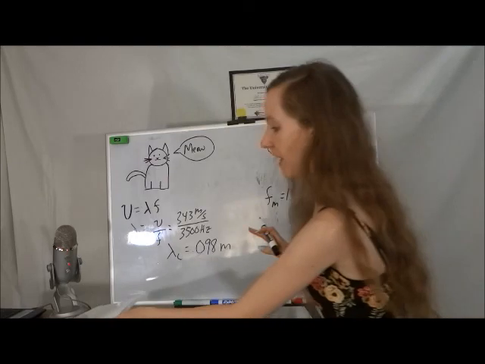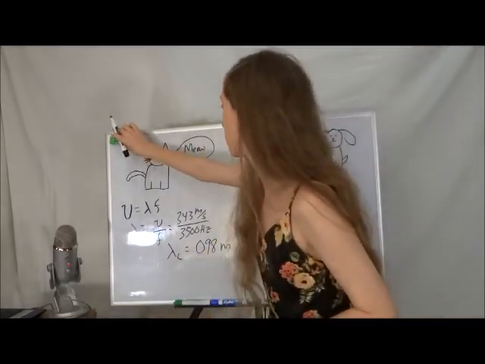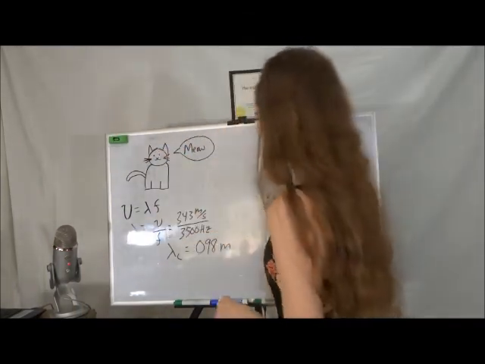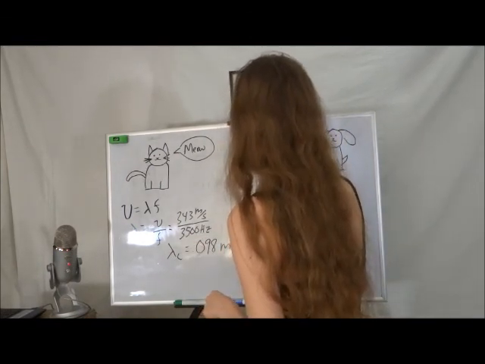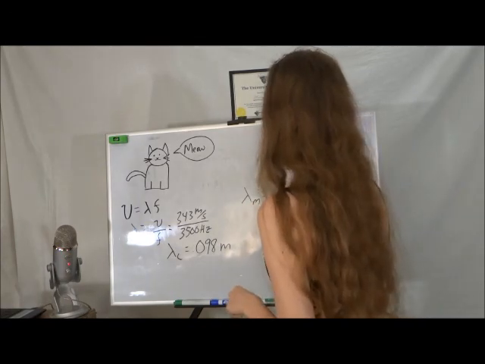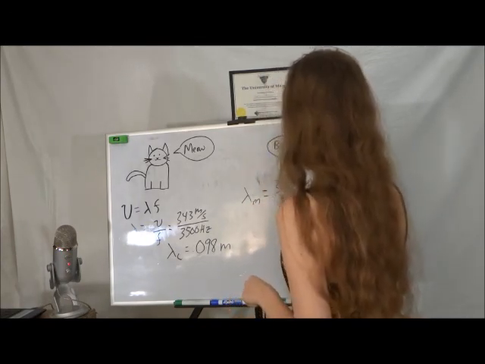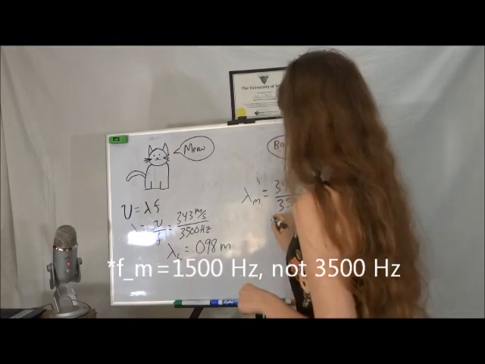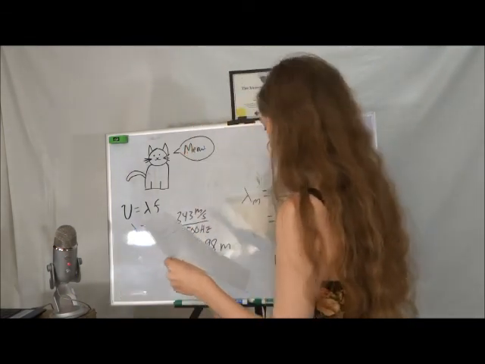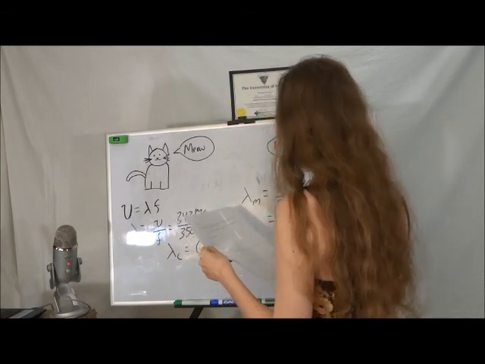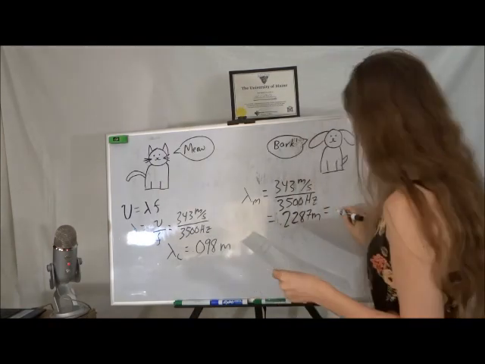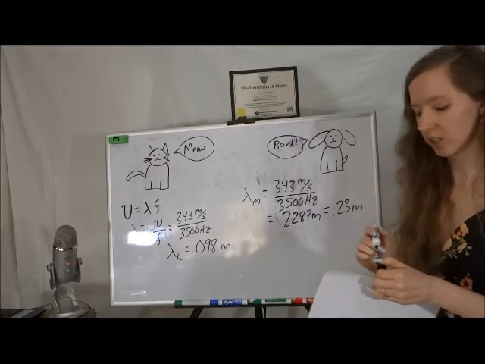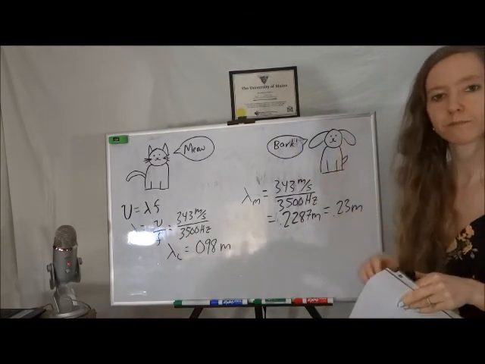Now for Molly, it's going to be the exact same thing. So we're just going to use this formula over here, but we're going to plug in a different frequency. So lambda sub m is going to be 343 meters per second divided by 3,500 hertz. And when we plug that in, we get about 0.2287 meters, which to two sig figs would be about 0.23 meters. So are there any questions on the first part of this problem?